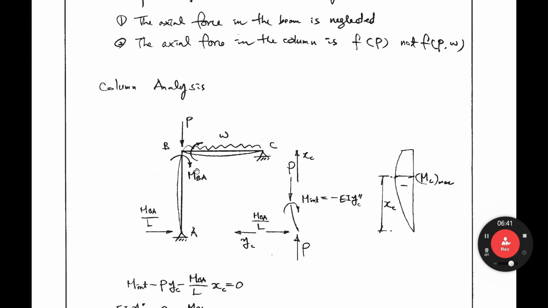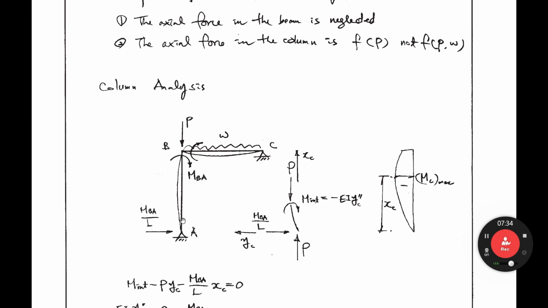MBC. We consider the same direction because we will use the slope deflection equation later on. So we assume the clockwise moment. If we have the moment here, MBA, we have the reaction here, MBA over L, right? Lateral reaction due to this moment. And then we take out this part. That means we make a free body diagram for column analysis.